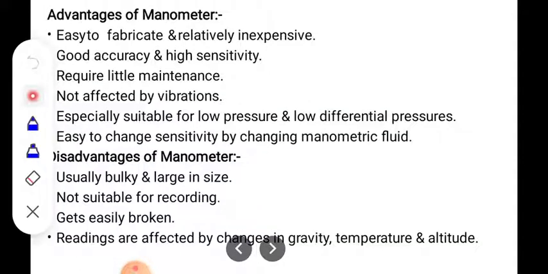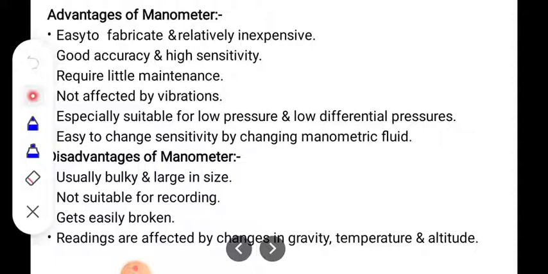Now the advantages of U-tube manometers are given. A U-tube manometer is easy to fabricate and relatively inexpensive. It has good accuracy and high sensitivity, so we can measure pressure with good accuracy. It requires little maintenance, and it is not affected by vibrations. It is especially suitable for low differential pressures. It is also easy to change sensitivity by changing the manometric fluid.